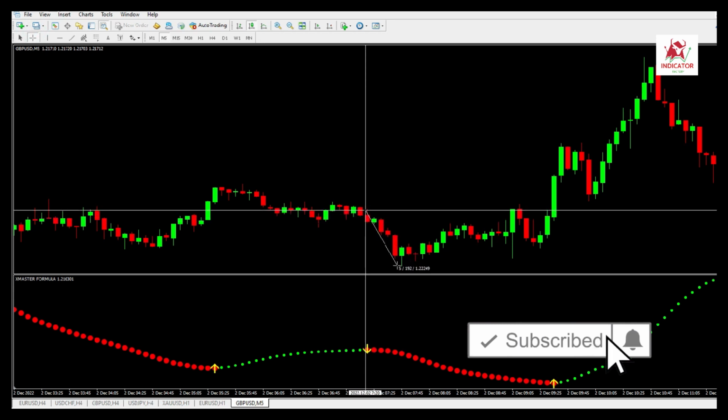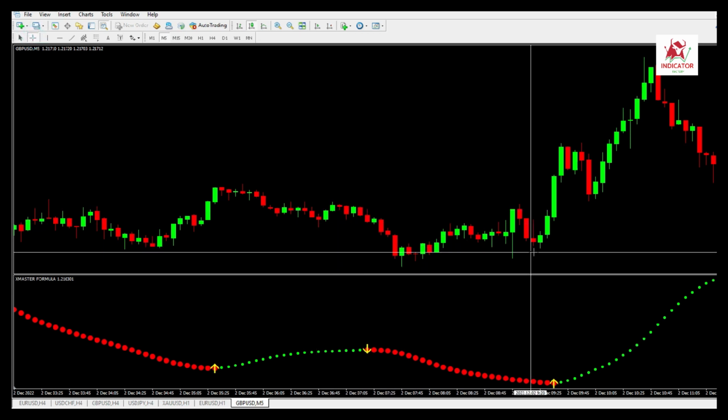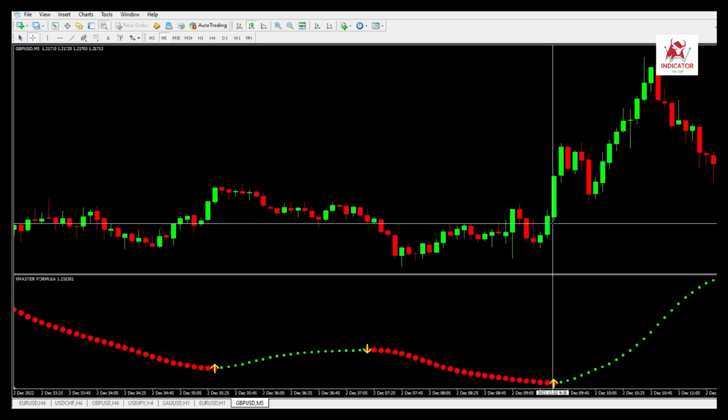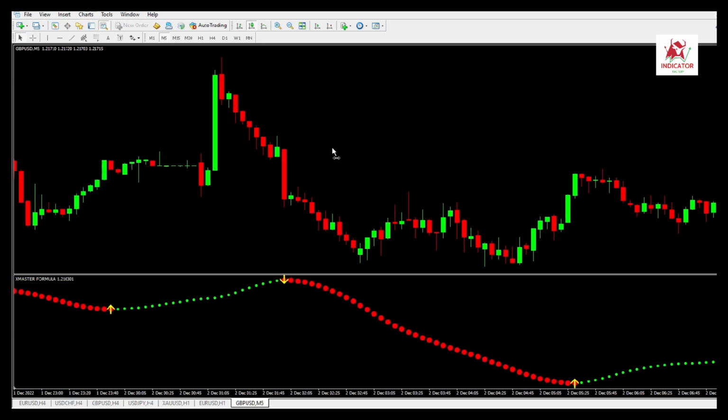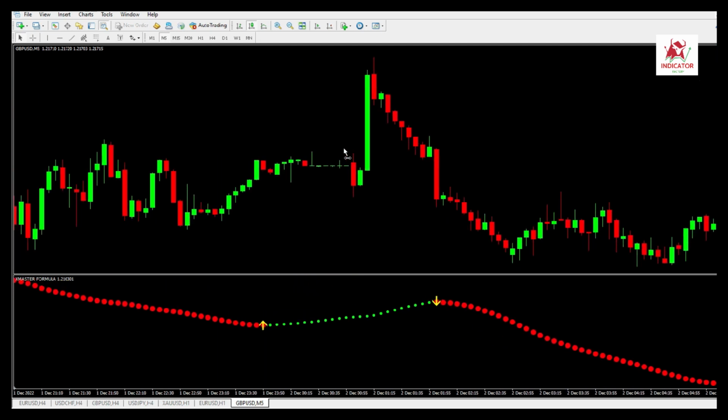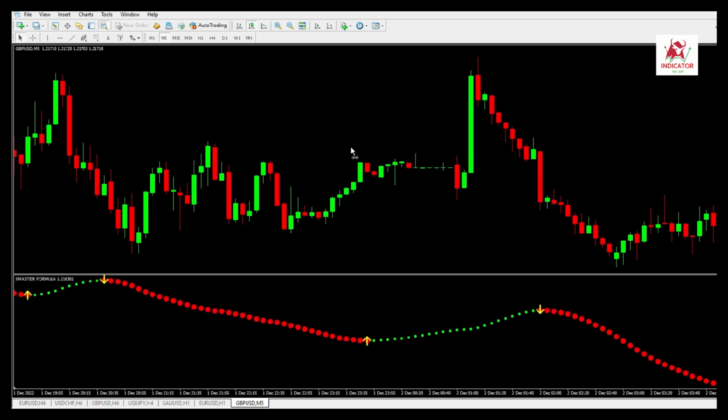The Xmaster formula Forex indicator is a trading tool that was designed to help traders identify and trade potential reversals in the market. The indicator consists of two parts: the main signal line and the histogram. The main signal line is used to generate buy and sell signals, while the histogram is used to confirm these signals. The indicator is based on the premise that price action tends to repeat itself. Therefore, by analyzing past price movements, it is possible to identify patterns that may occur again in the future.